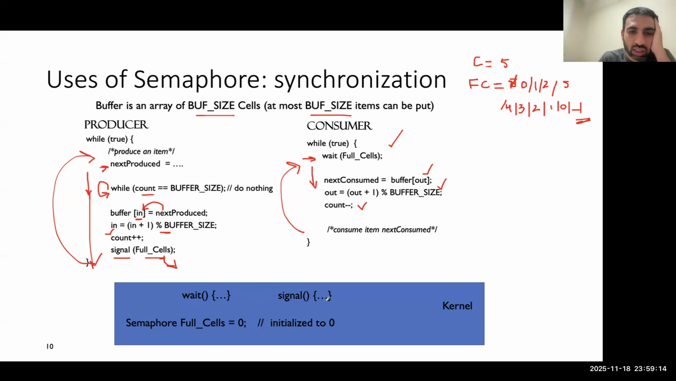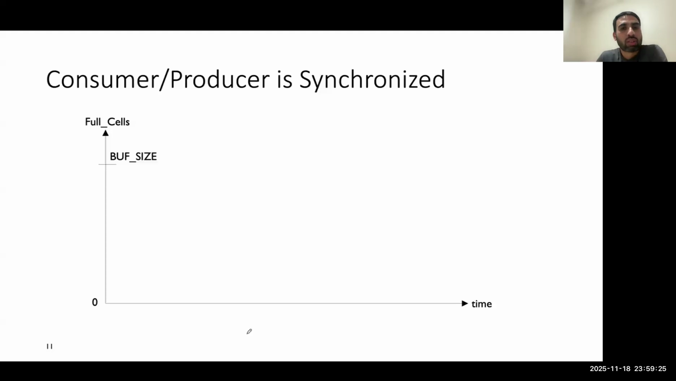And again, signal and wait are system calls, and full cell is a semaphore which is maintained at kernel level code. So this is how things will look if you want to visualize or understand the behavior of the producer and consumer and how they are synchronized. On the x-axis you have time, and on the y-axis you have how many cells in the buffer array are full. The maximum value is buffer size, right? If it is 5, the maximum you can have is 5 cells full, right?